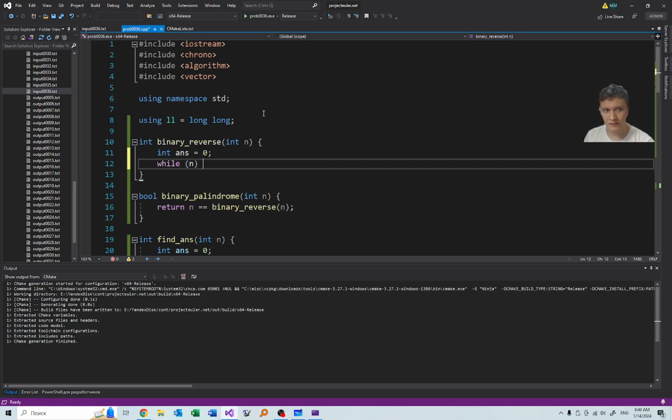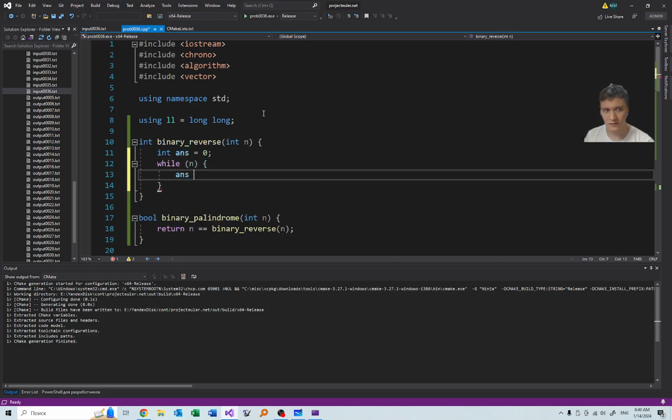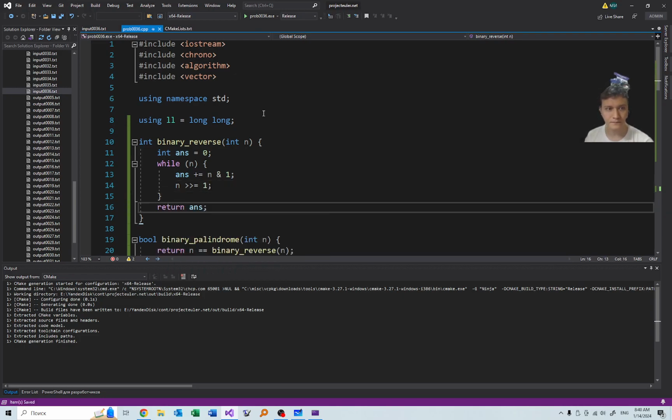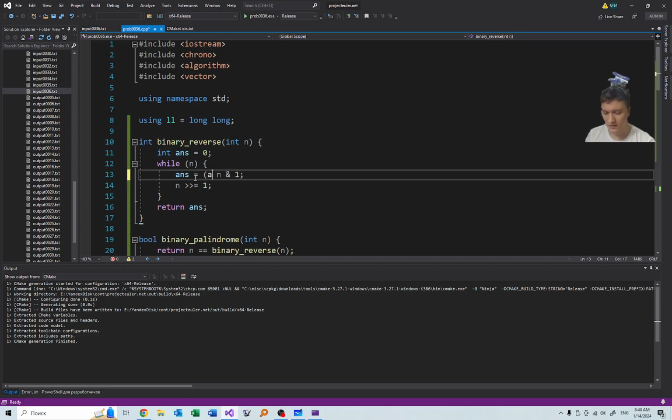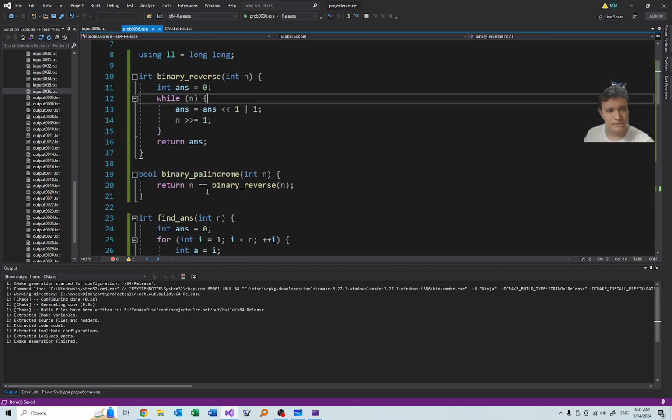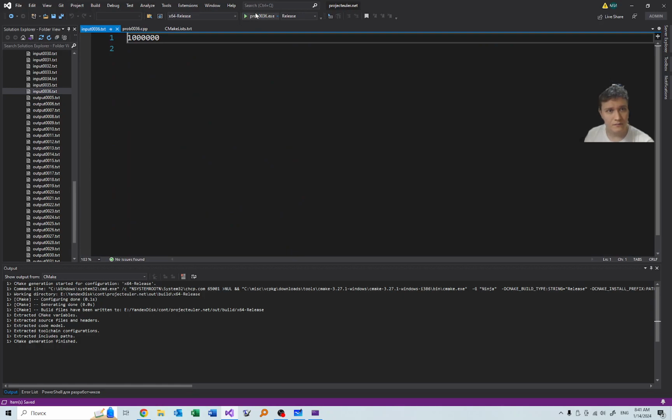So while n, I say that answer plus equals n and 1, and n is divided by 2. No, answer is answer multiplied by 2 plus... I don't remember. No, I remember that it should be like this. Yeah. Nice. This should work.